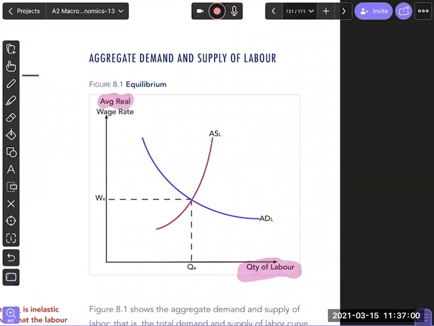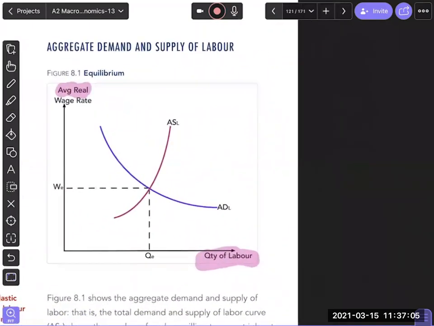Now, a couple of things I want to talk about. But before I talk about that, is there any question, guys? Anything that you have to ask before we move on to talk about this diagram in detail?